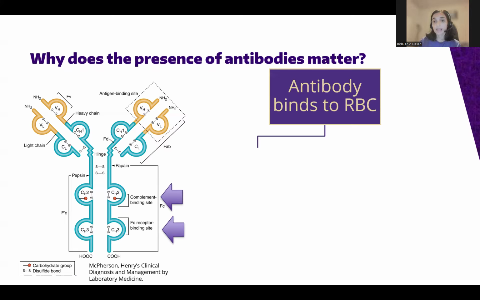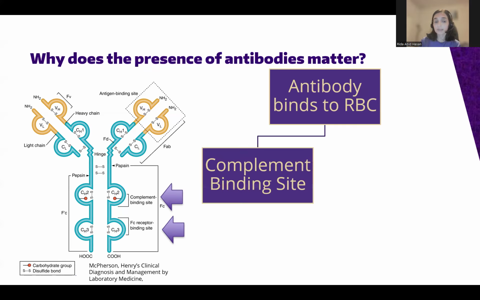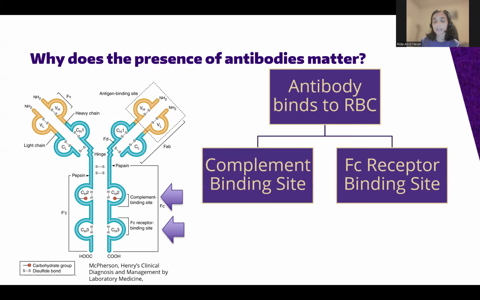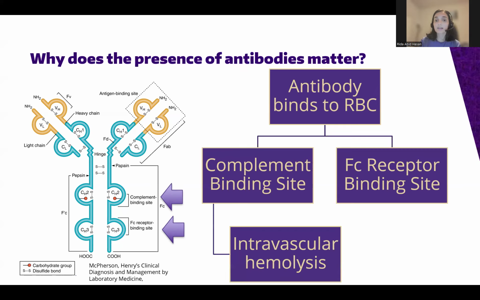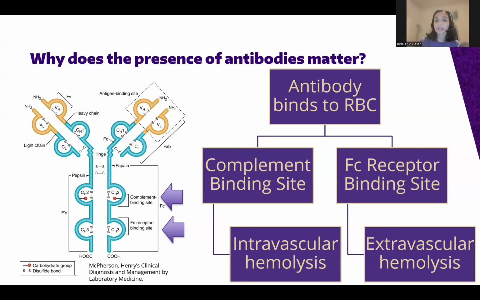So what happens is that the antibody binds to your red cell if it activates either the complement binding site or the FC receptor binding site. And we've always thought that complement binding sites is what's going to trigger intravascular hemolysis. So this is where you'll see schistocytes, you'll see an elevated LDH, low haptoglobin, a really sick patient. And then on the other side, the FC receptor binding site is going to cause extravascular hemolysis. So this is where you're going to see spherocytes, you're going to see an elevated bilirubin, and more signs of extravascular hemolysis.